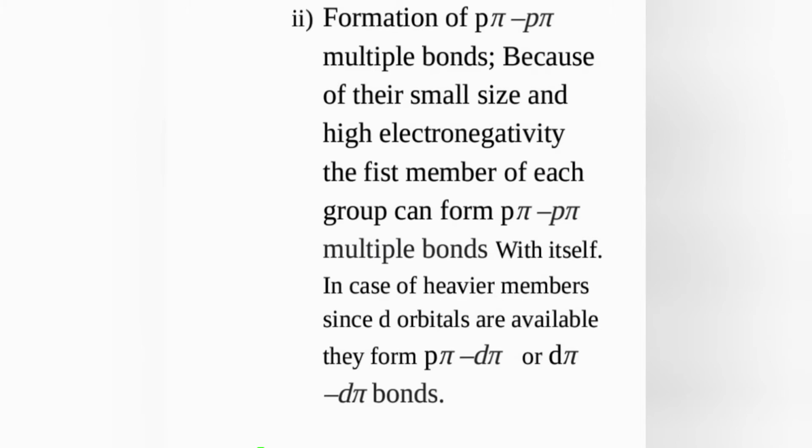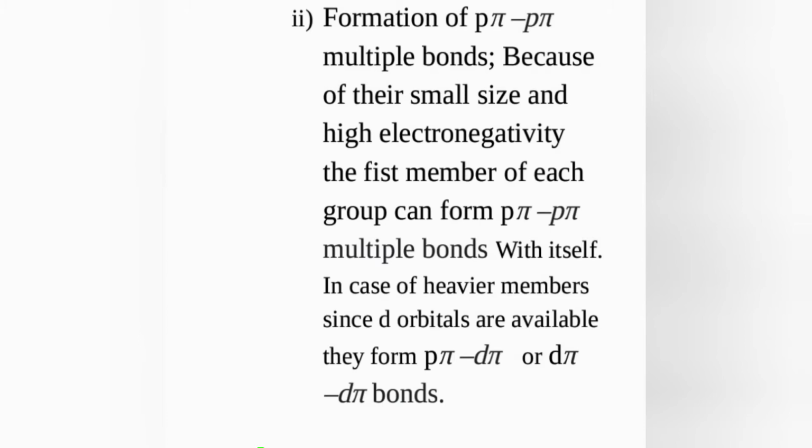The second anomalous property is the formation of pi multiple bonds. Because of their small size and high electronegativity, the first member of each group can form p pi-p pi multiple bonds with itself. In the case of heavier members, since d orbitals are available, they form p pi-d pi or d pi-d pi bonds. We have studied the concept of hybridization: a pi bond is formed by the sidewise overlap of unhybridized p orbitals.